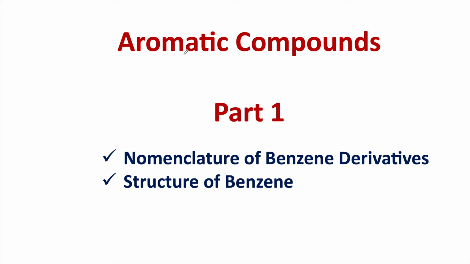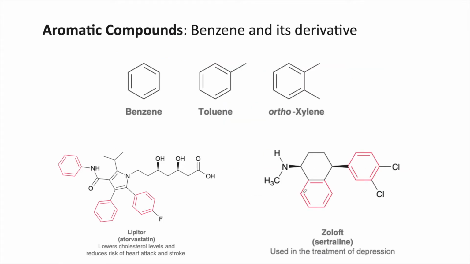Hello friends, we will study aromatic compounds today. In aromatic compounds, we will study the nomenclature of benzene derivatives and the structure of benzene. So this is the structure of benzene, this is the structure of toluene, and this is orthoxylene.